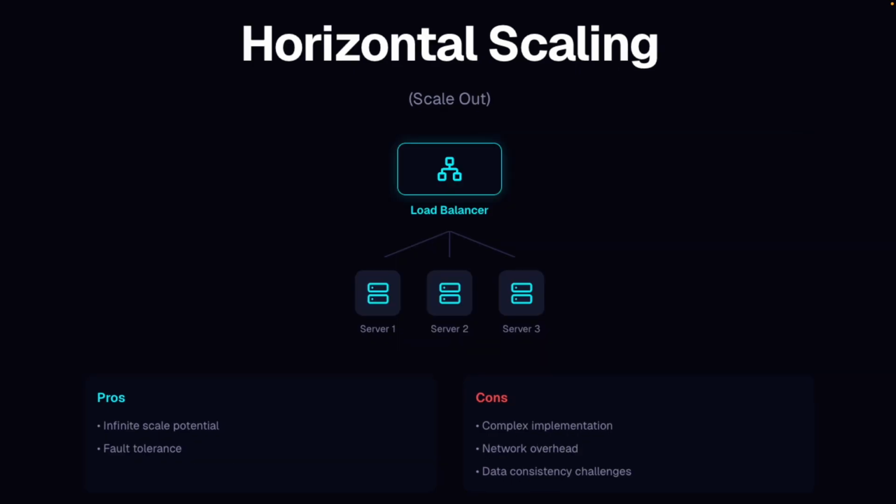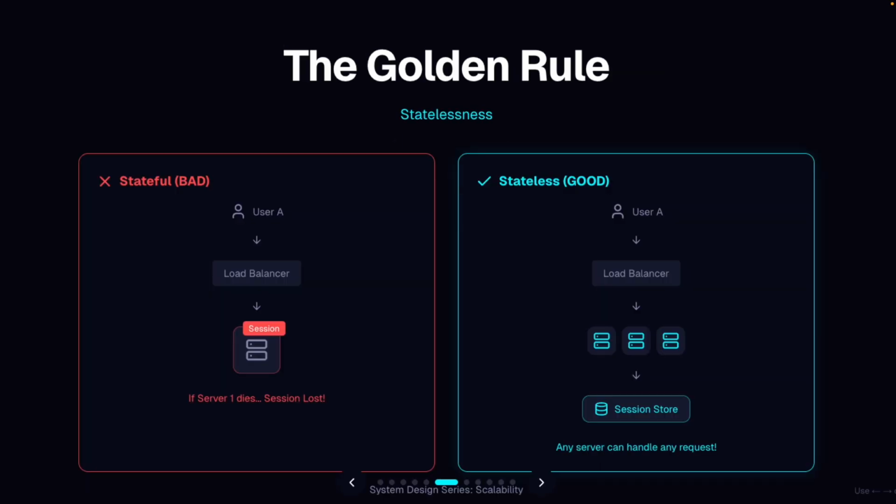Path 2. It's called horizontal scaling or scaling out. This is the Google way, the Netflix way. Instead of one supercomputer, you hire an army of cheap small computers. You put a load balancer in front of them. It acts like a traffic cop, waving cars into different lanes. If you need more power, you just add more cheap servers. Infinite growth. But wait, there is a trap here.